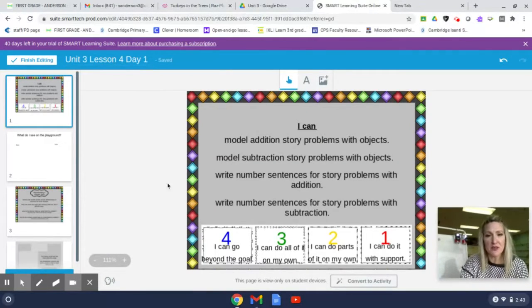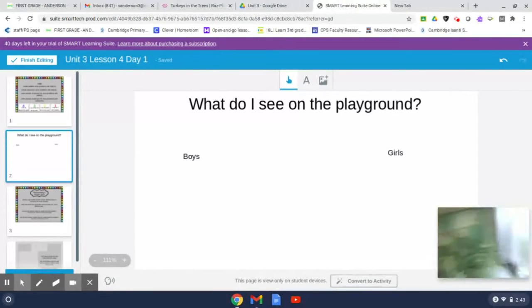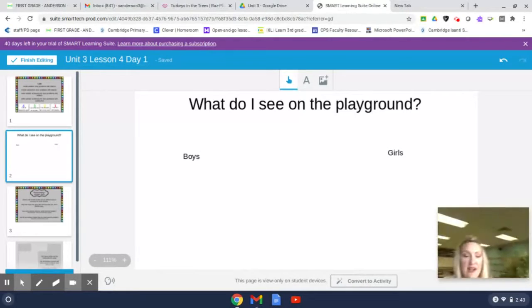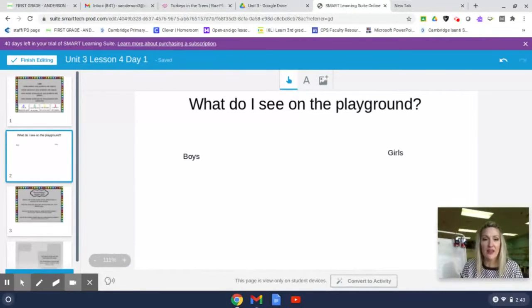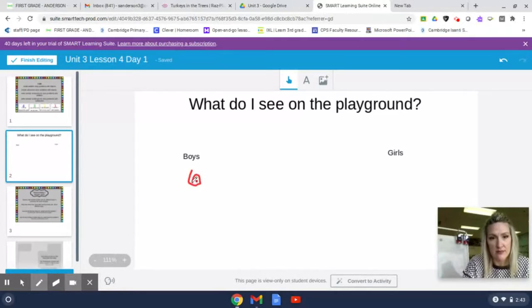Okay, so first we're going to start out and I'm going to talk about what I see on the playground. So when I'm looking out my window right now, I can even show you, there's kids out there. They're at childcare. There are, let's see, there are 6 boys on the playground. So I'm going to write the number 6. Okay. And there are 5 girls.